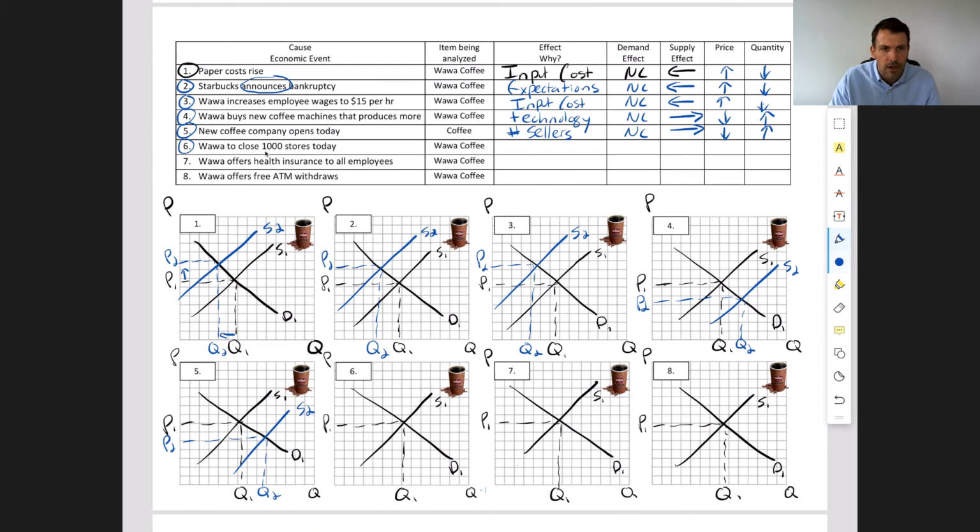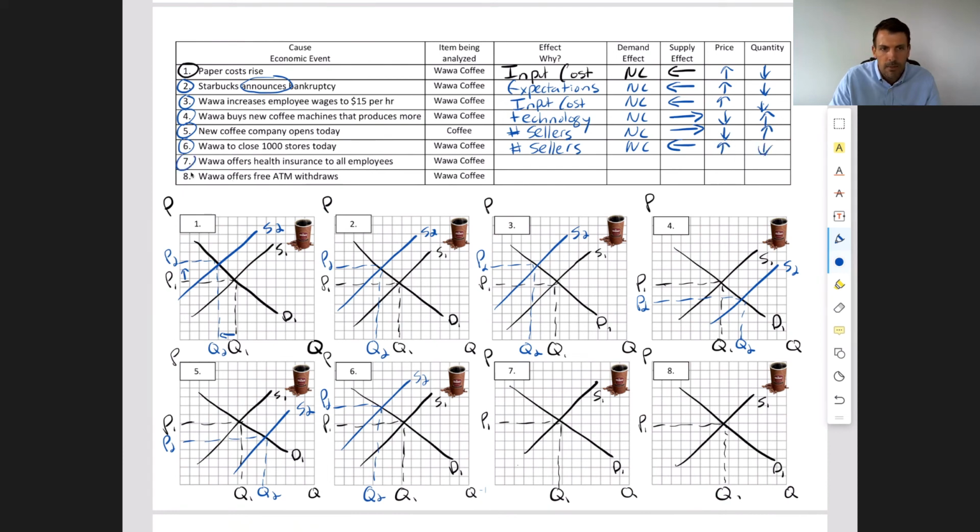Number six, Wawa closed store today, so the opposite of open. That's number of sellers and no change in your demand curve. Supply is going to shift to the left, S1 to S2. Price going up, quantity going down. Go ahead over here: price going up, quantity going down.